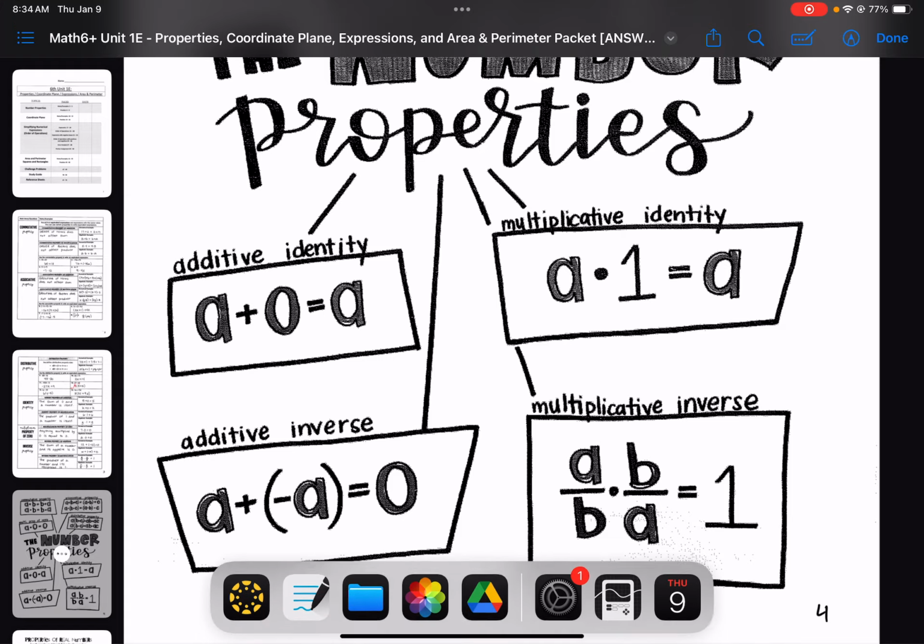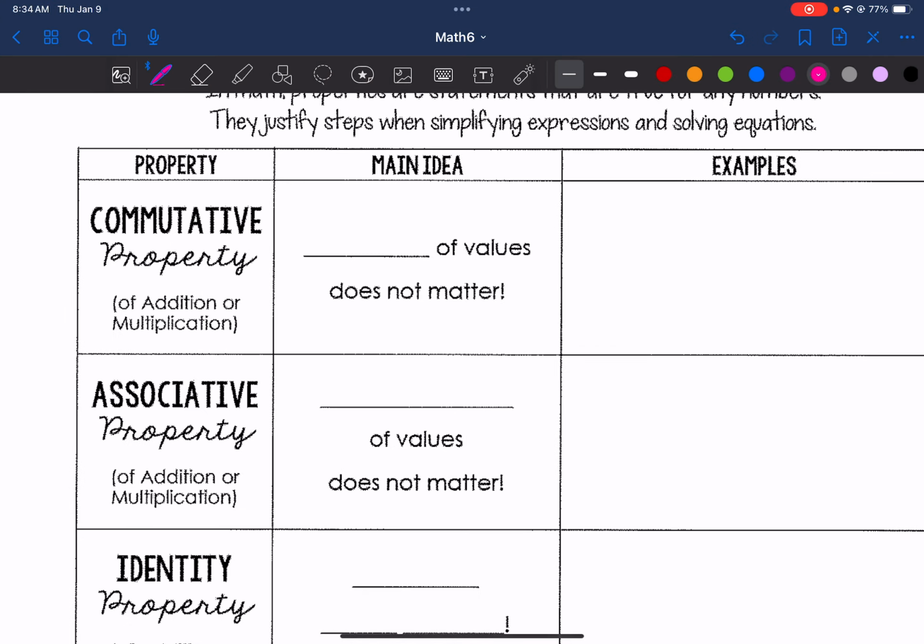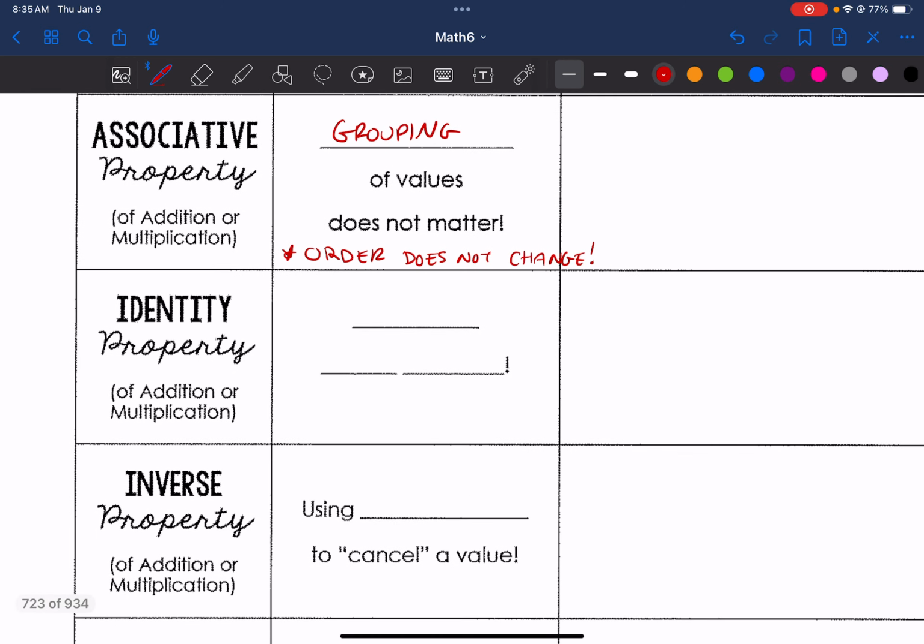Let's try and summarize this information. The commutative property. Blank of values does not matter. Order. Blank of values does not matter. The grouping, right? And if you want to make a hint here, right? Order matters, or order does not change. Kind of use this as a summary page. Identity property. The value of you doesn't change, good, so it stays the same.